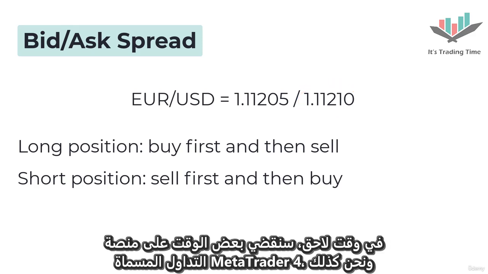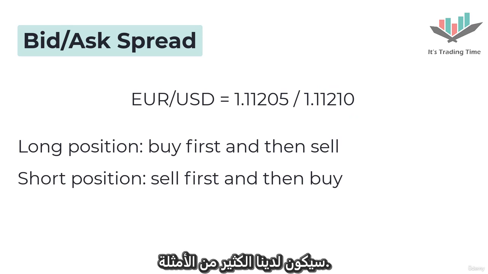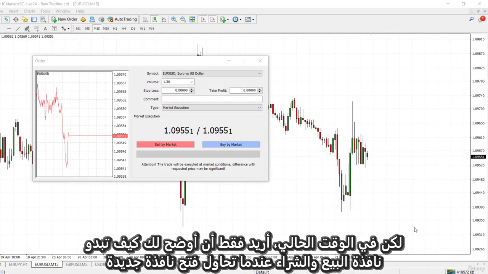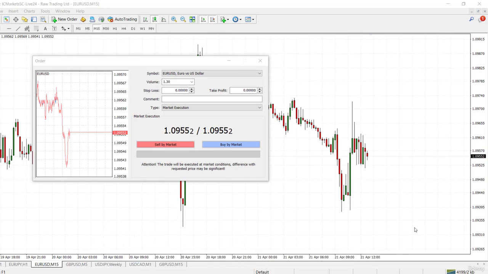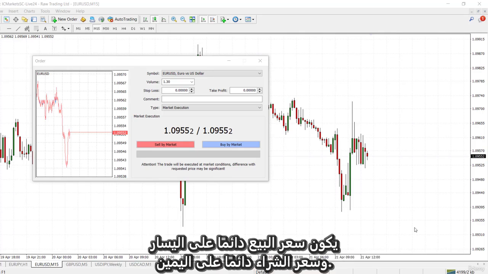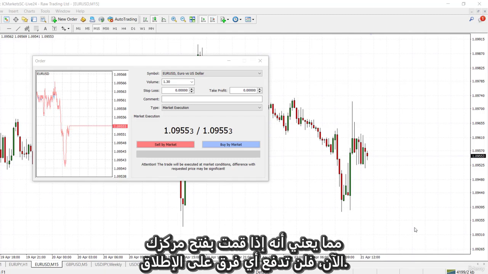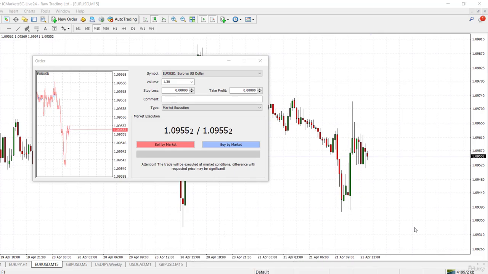Later on, we are going to spend some time on the trading platform called MetaTrader 4, and we are going to have plenty of examples. But for now, I just want to show you what the buy-sell window looks like when you try to open a new trade. The sell price is always on the left and the buy price is always on the right. The sell price is never higher than the buy price, but sometimes they are the same, which means that if you open your position now, you pay no spread at all.